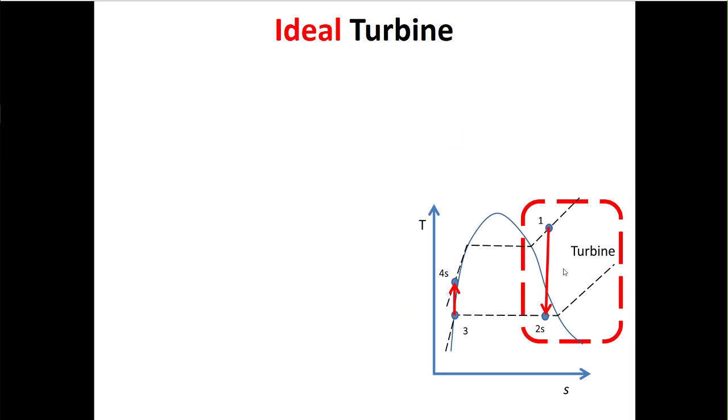So when we talk about an ideal turbine, the nice thing is that we don't necessarily need a lot of information to fix the outlet state. Normally, to fix a state, we need two independent intensive properties. But if we know it's an ideal turbine, we know one of those properties is that S2S, the specific entropy at the outlet of the isentropic or ideal turbine, is the same as S1.